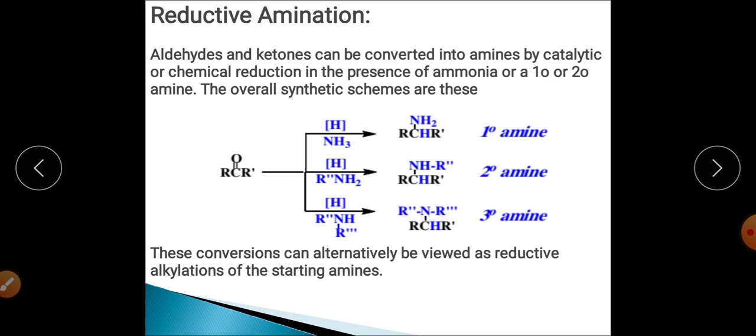Reductive amination is a very versatile technique, and by using this reaction we can obtain a variety of amines. You can see in the slide that you get primary, secondary and tertiary amines by changing the substrate, like ammonia, primary amine and secondary amine.